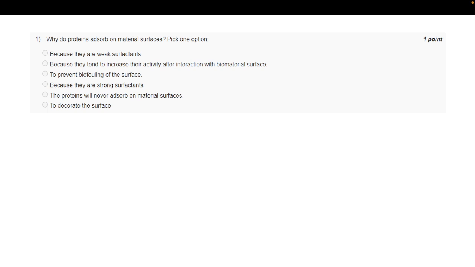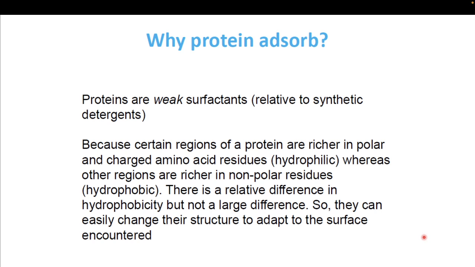No more response? Okay. Whoever answered, you were correct. The right answer is the first option, as we were just discussing in the previous slide. So why do proteins adsorb? It is because they are weak surfactants. Now what does this mean?